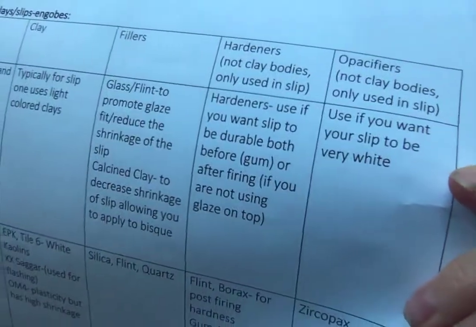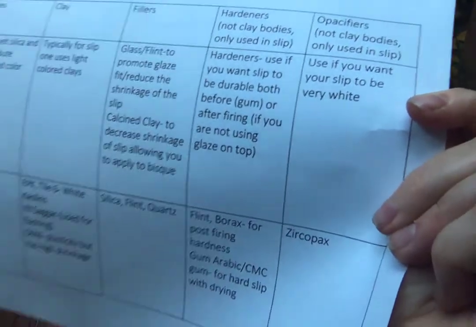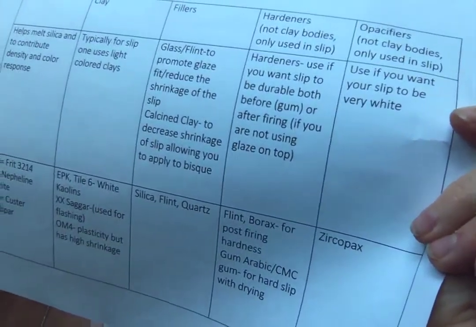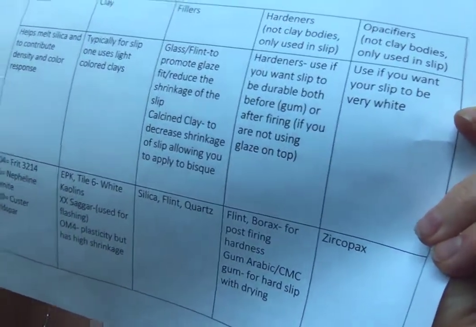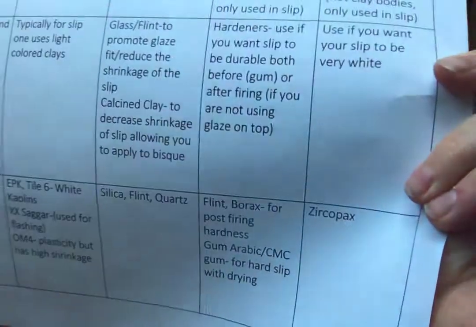And then opacifiers. Opacifiers are only necessary if you want your slip to be very white. You can use Zircopax, Superpax, any of those opacifier ingredients in the studio that end in pax.